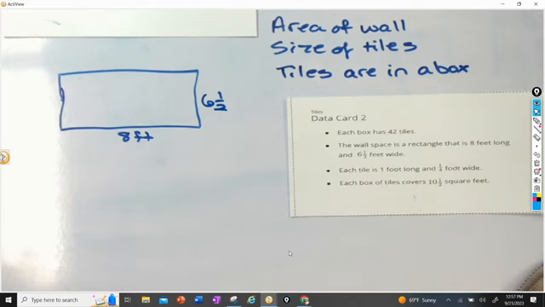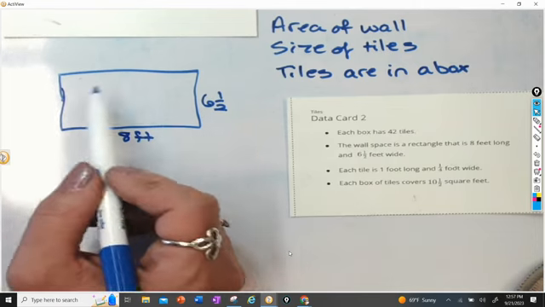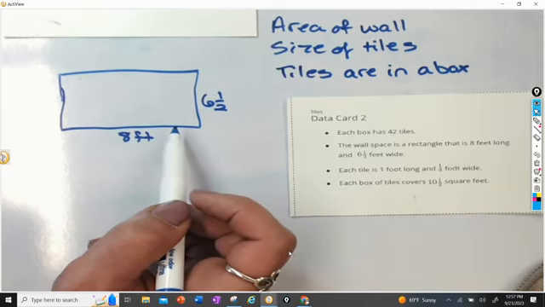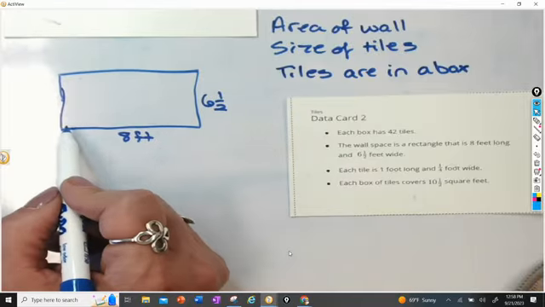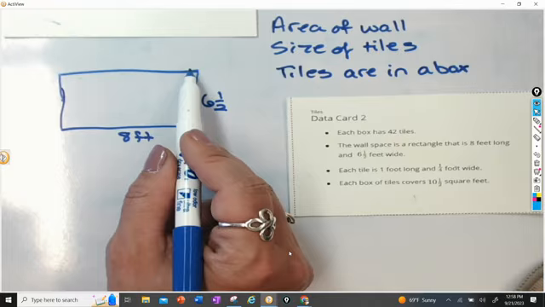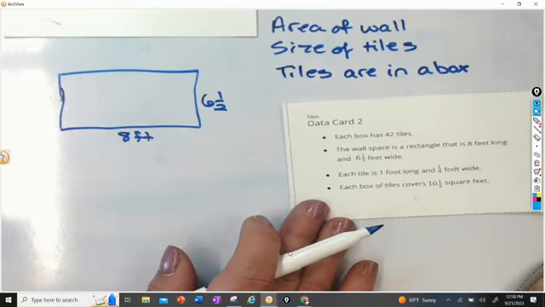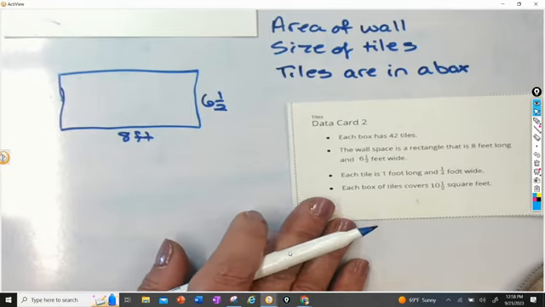6.5 feet wide. All right, so that would give me the area. I could multiply that out and find what the area is, but I can also figure it out just by finding out how many tiles will go here and how many tiles will go there. So I'm going to wait on that. I'm going to ask her, what are the size of the tiles?